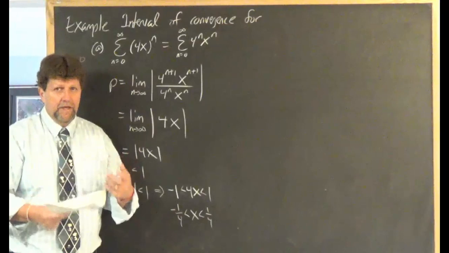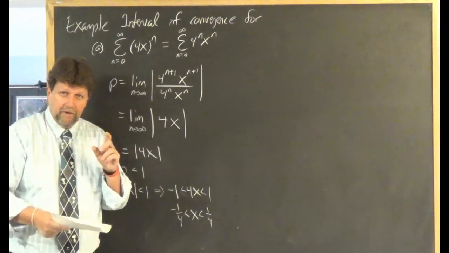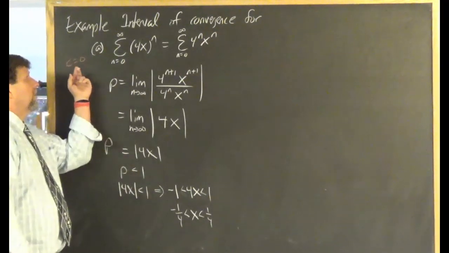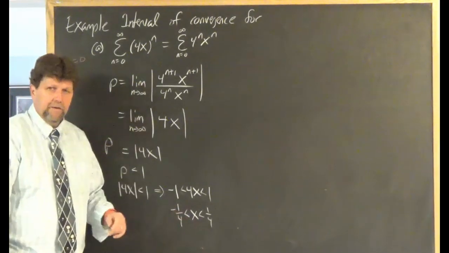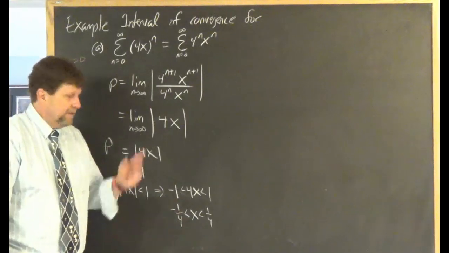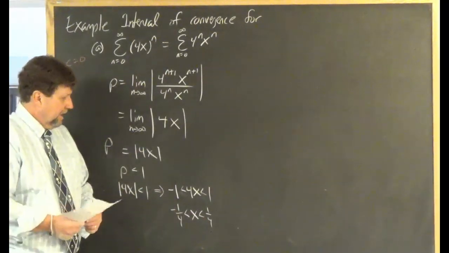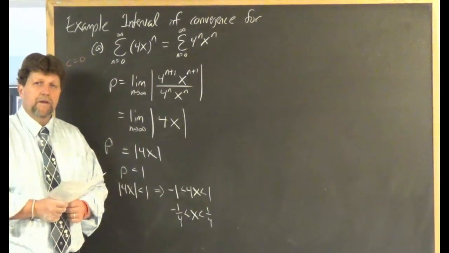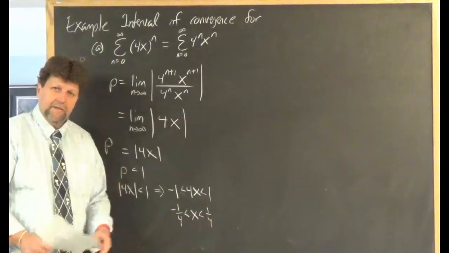But you know what? I need to know the interval of convergence. And here's one quick little check to make sure I'm on the right path. Where your power series is centered better be the midpoint of this interval. And 0 is the midpoint of -1/4 and 1/4. All right, so we need to check the endpoints. We need to determine the interval of convergence, so we need to check the endpoints of this interval.